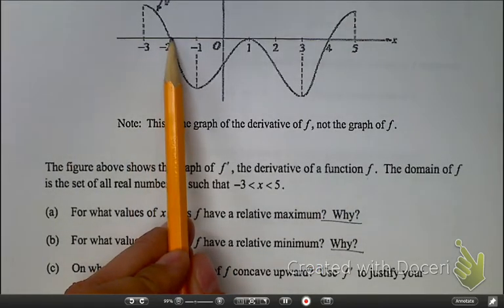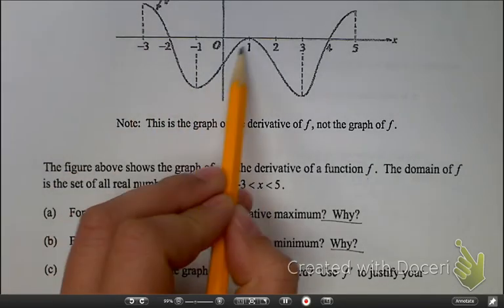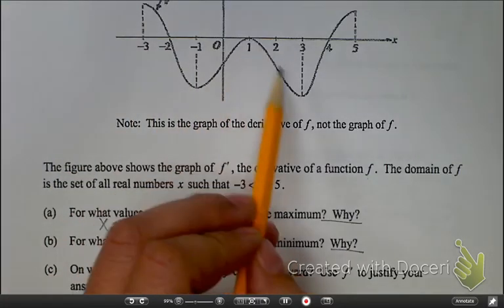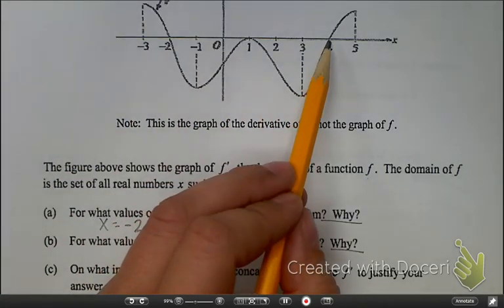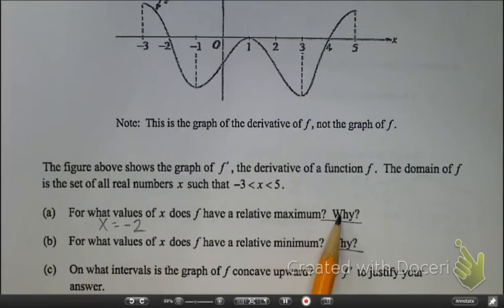So we have a maximum at -2. Then we come over here at 1, we bounce, so that's not a maximum or a minimum. And then over here at 4, we cross through, but that's a minimum, so that's not going to be one. So if I had to answer the y, I would say x equals -2 is a relative maximum because the derivative is equal to 0 and the derivative changes sign from positive to negative.